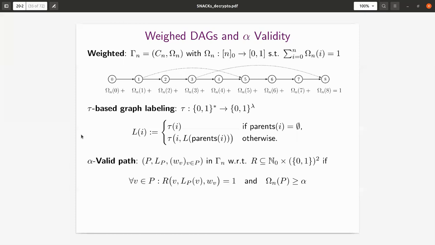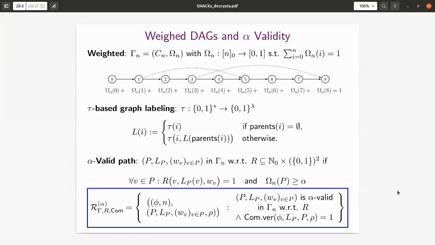We also define the notion of alpha-valid paths. In proof of sequential work, we talk about a fraction of the sequential computation. Say you did half of the sequential computation. Now we want to talk about the path and its weight, so we want to talk about weighted valid paths. This will be a path and its labeling such that for each node on the path, the label is computed correctly, and the summation of its weights is some alpha. So an alpha-valid path is a path whose nodes are valid and whose weights sum to alpha. Very natural notion.